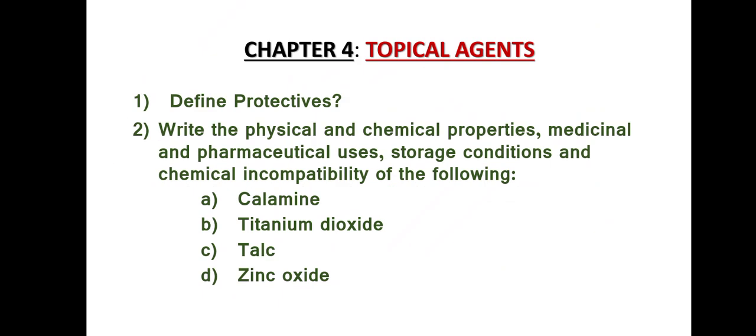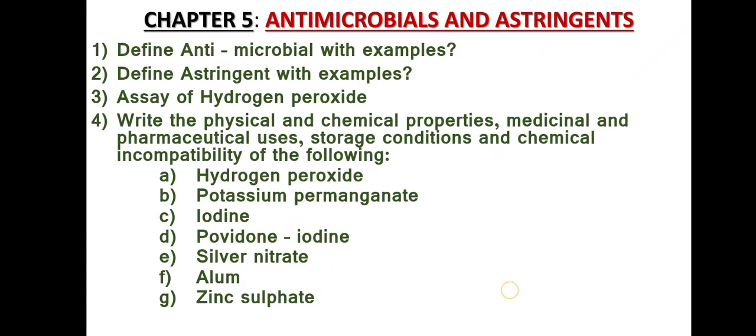Coming to 4th chapter, that is topical agents, there are 2 important questions. First question is you have to define protectives. And second question is write the physical and chemical properties, medicinal and pharmaceutical uses, storage conditions and chemical incompatibility of the following drugs, that is calamine, titanium dioxide, talc and zinc oxide.